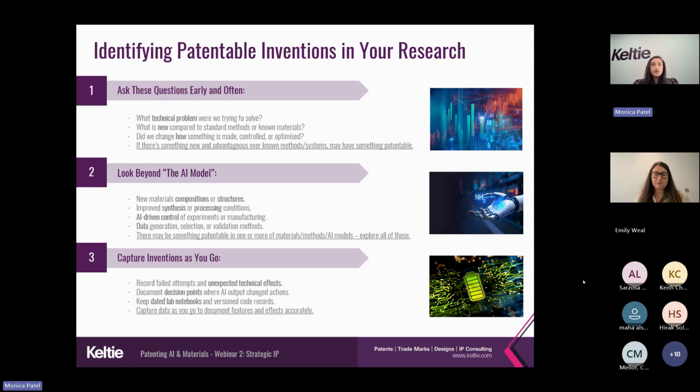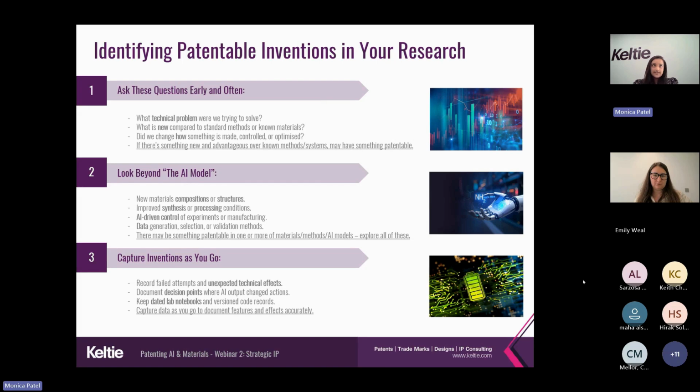What's new compared to known methods and known materials? And did we change how something is made, controlled, or optimized? So what exactly was changed, did we change how it was done? And if there's something new and advantageous that provides a technical solution over known methods and systems, then you may have something that's patentable.